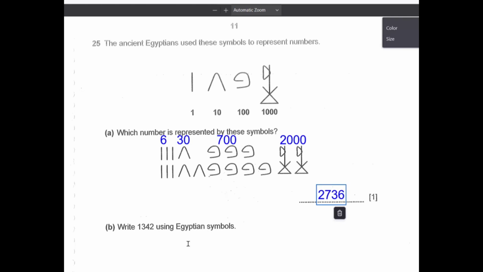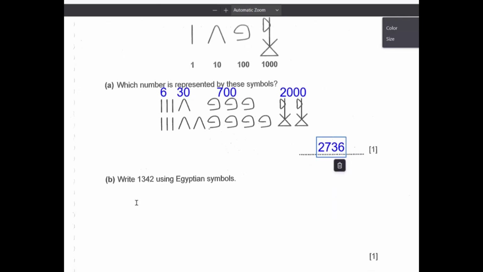They say write this number using the Egyptian symbols. When I'd like to use Egyptian symbols, according to what you see here, they write the ones first. So you write the ones, and you've got 2 ones. So you can write it as 1, and this is the line. Then you have got 4 tens. 4 tens, you write them this way.